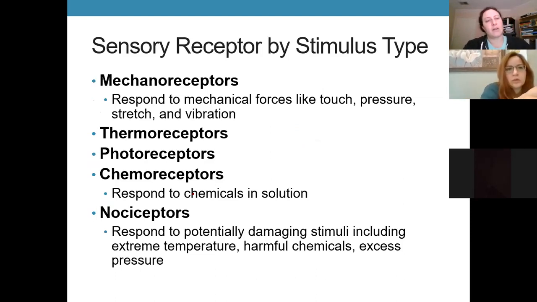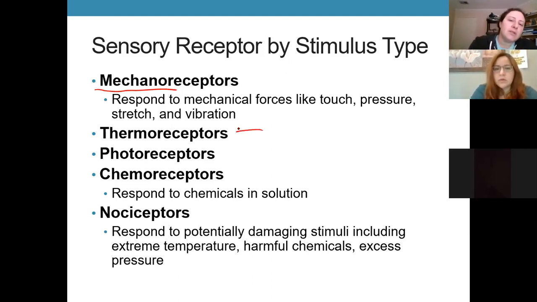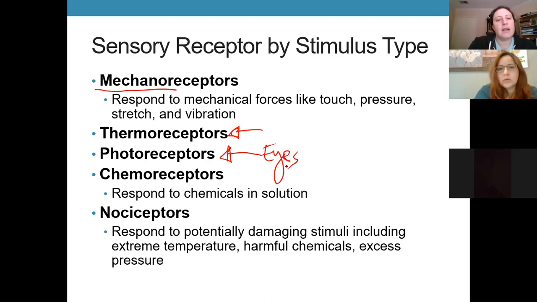So the biggest category, the one that covers the most things, is the mechanoreceptors. So any mechanical force, touch, pressure, stretch, vibration, any of those things qualifies a sensory receptor as a mechanoreceptor. So there's a lot of different types, and we'll look at that more later. There are also thermoreceptors, so they respond to temperature changes. Photoreceptors, this is pretty much exclusively in us, at least in our eyes. This is how we respond to changes in light level.